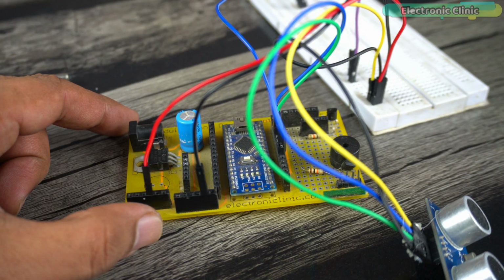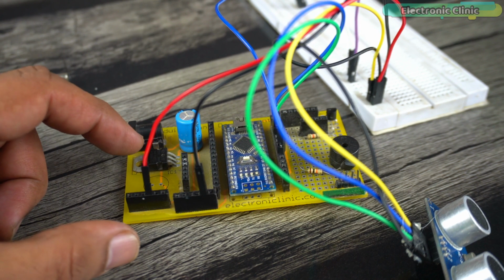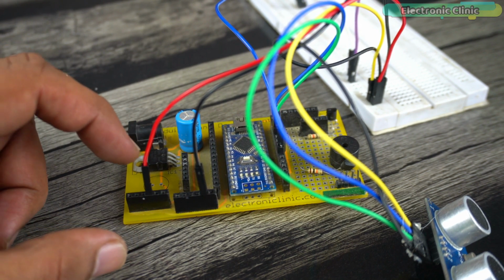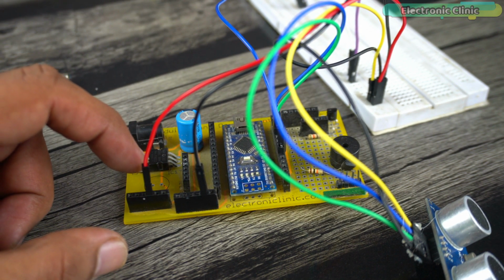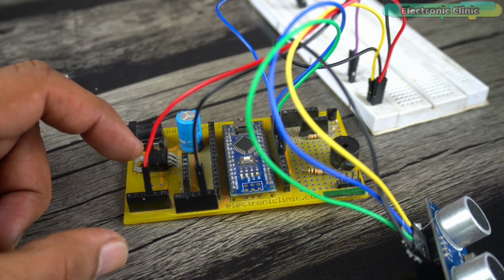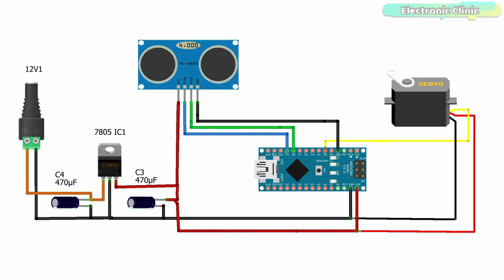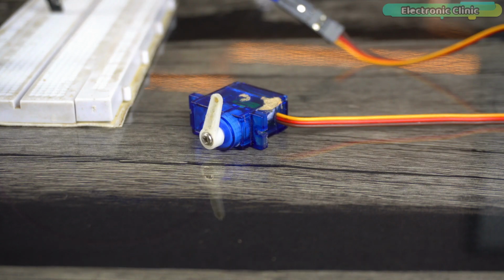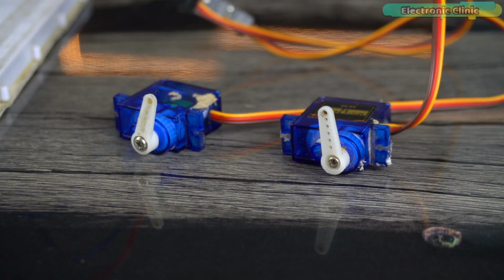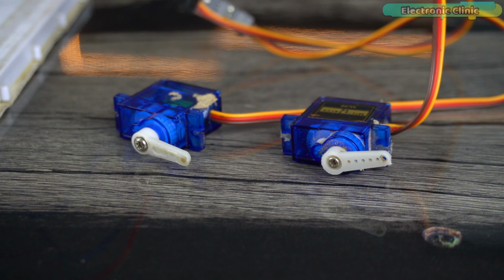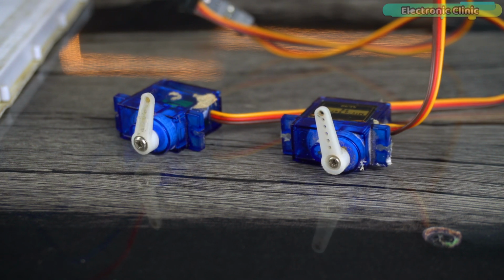Next, I'm going to use this Arduino Nano development board, which has the 7805 voltage regulator, and let's see how many servos it can handle at the same time. Here is the circuit diagram. As you can see, I'm using the same pin D3 and I'm using the same code. It handled one servo well, but when I connected two servos, they exhibited some abnormal behavior.